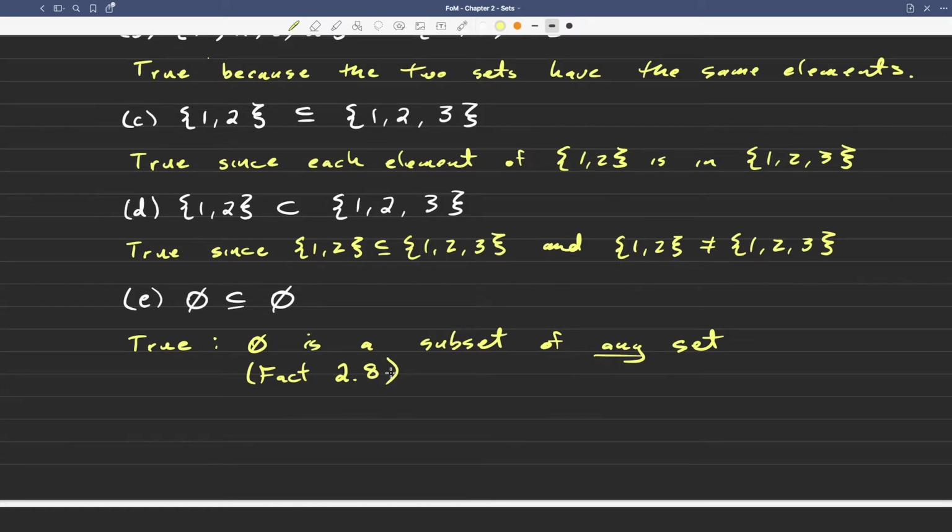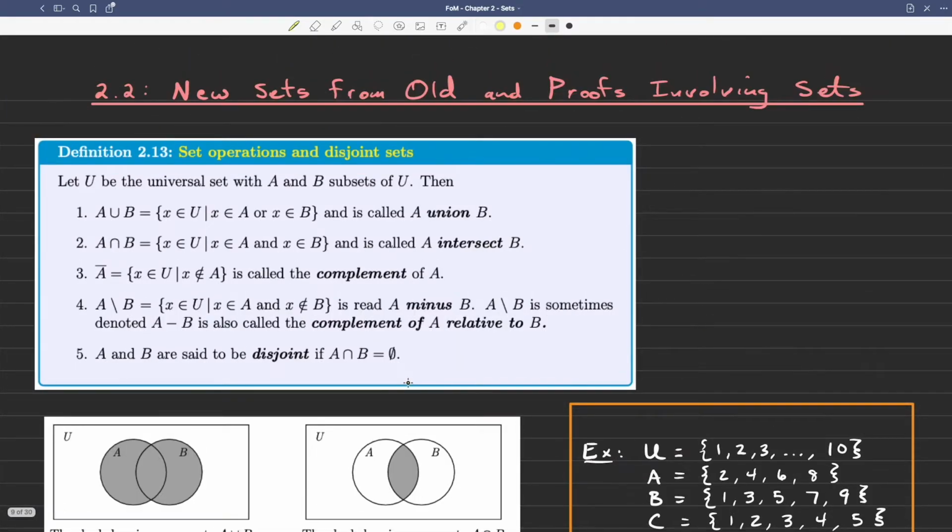2.8. Okay, let's move on to the second section on sets, which is new sets from old, and also proofs involving sets. So we have several definitions we need to give right off the bat here. And you've probably seen these operations before, at least some of them, but that's okay. We'll assume you know nothing and start from the ground up.